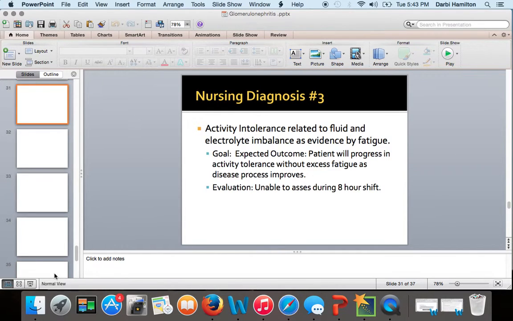Our third nursing diagnosis is activity intolerance related to fluid and electrolyte imbalance, as evidenced by fatigue. Goal and expected outcome: patient will progress in activity tolerance without excess fatigue as disease process improves. Evaluation: unable to assess during 8-hour shift.